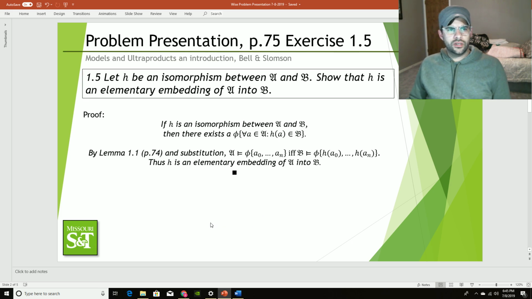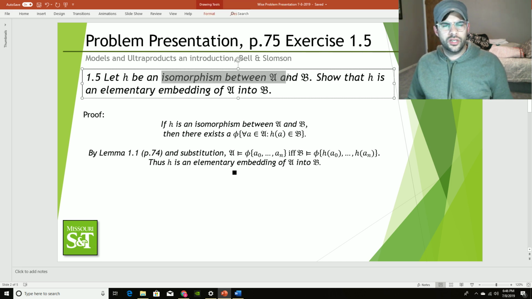So for the first one, this is the problem presentation on page 75, exercise 1.5 in Models and Ultraproducts: An Introduction, the Bell and Slomson book. So 1.5 is: let H be an isomorphism between U and B, and show that H is an elementary embedding of U into B. So this is a fairly simple one.